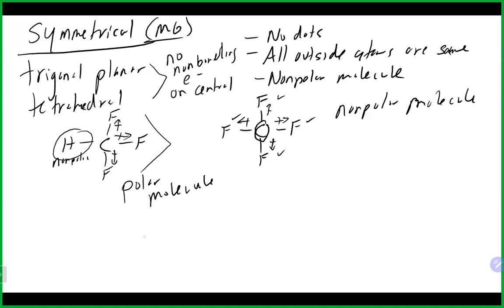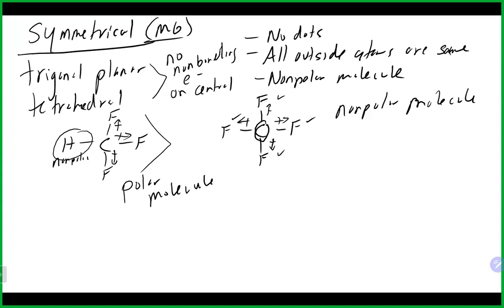So if you draw your Lewis structure and there's no dots on the central atom, and everybody on the outside is the same, it's going to be a non-polar molecule. If you draw your Lewis structure, no dots on the central atom, and everybody on the outside is not the same, it's probably a safe bet to go polar. And you're in good shape on that.